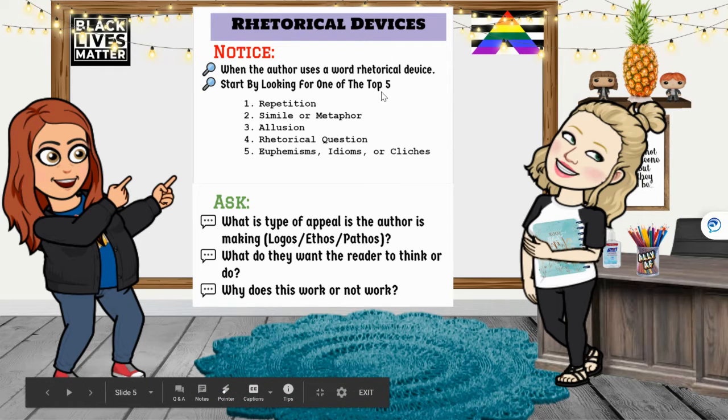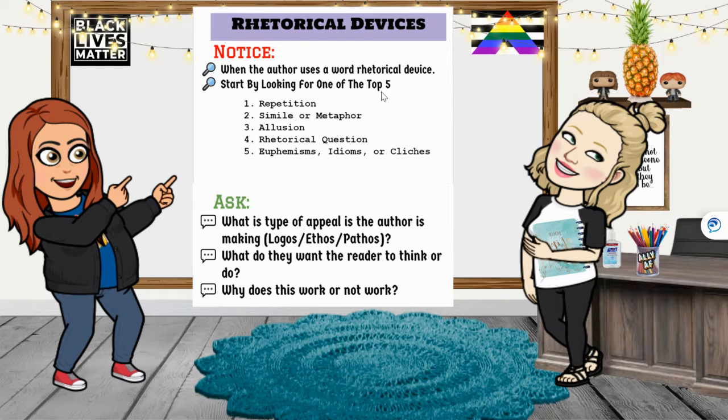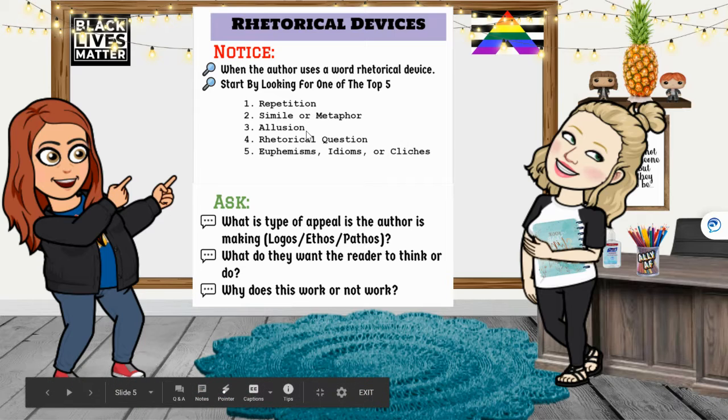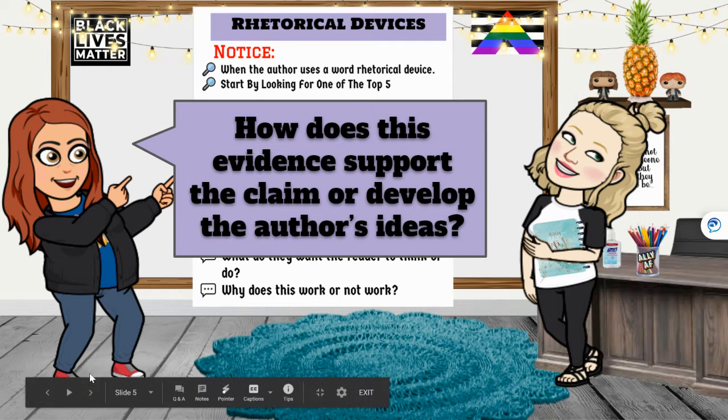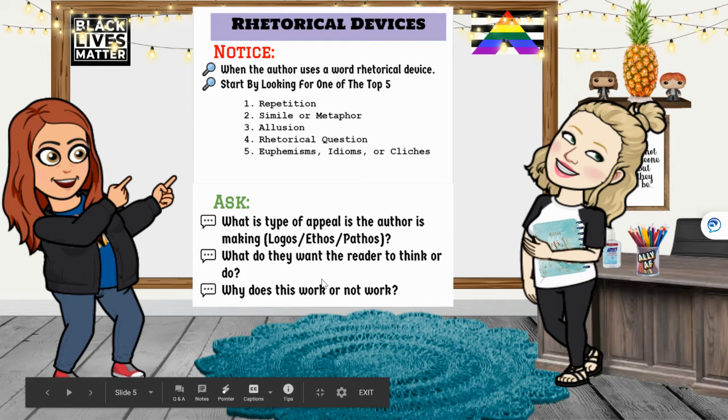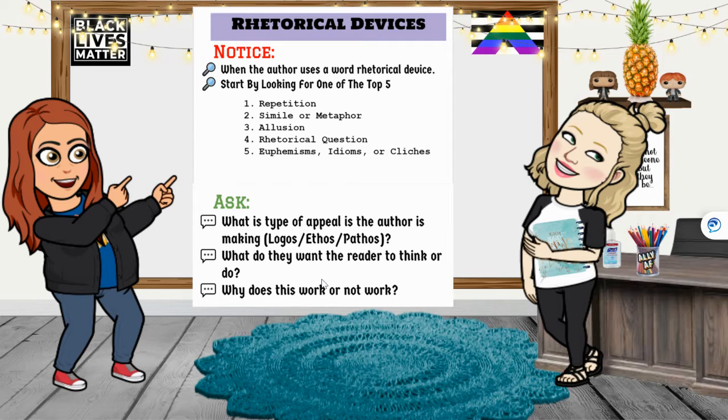But we're going to start off by looking for what I'm going to call the top 5 used rhetorical devices. And there's a lot of arguments that could be made for different ones that might be important, but these are the ones that I most often see in the pieces that you're asked to write about for various testing questions and things like that. So we're going to look for repetition, simile or metaphor, allusion, rhetorical questions, and then word plays, such as euphemisms, idioms, those kind of turns of phrases, and cliches.